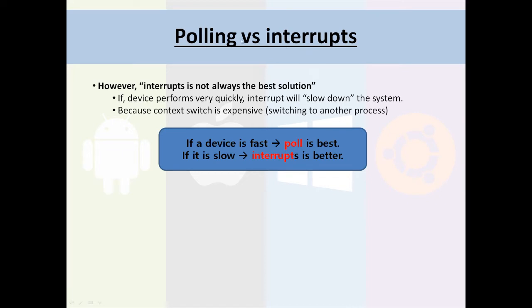So that does bring us to the question of, well, when do we utilize polling, and why not just always utilize interrupts? Interrupts is not always the best solution. If a device performs very quickly, the interrupt will slow down the system. Why? Well, there is a cost to switching to that other process, right? You have to perform an entire context switch. So the general idea is, if a device is fast, then we utilize polling. If the device is slow, interrupts are better. So that's just a general idea there.